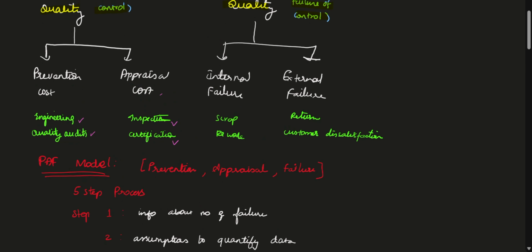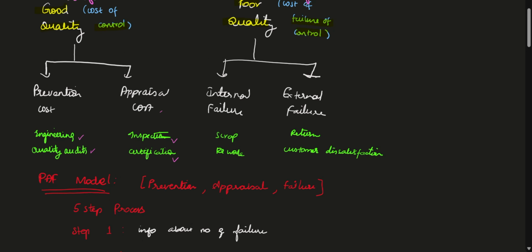Next is cost of failure. Here we have internal failure and external failure. Internal failure is finding out the defects before the product reaches the customer, and external failure is customer finding out the defects. Here we have scraps, reworks, and in external failure we have returns and customer dissatisfaction.